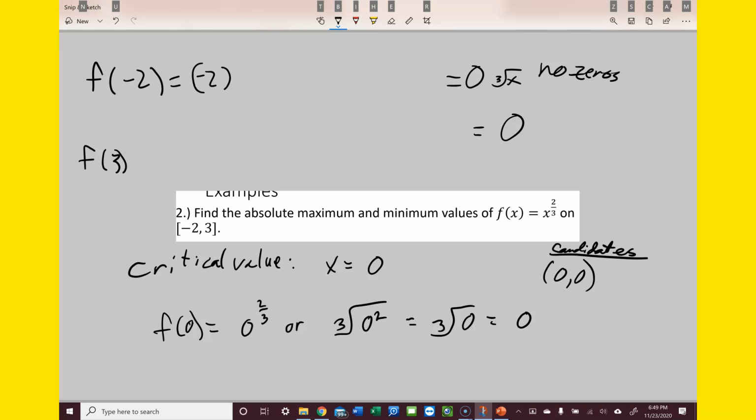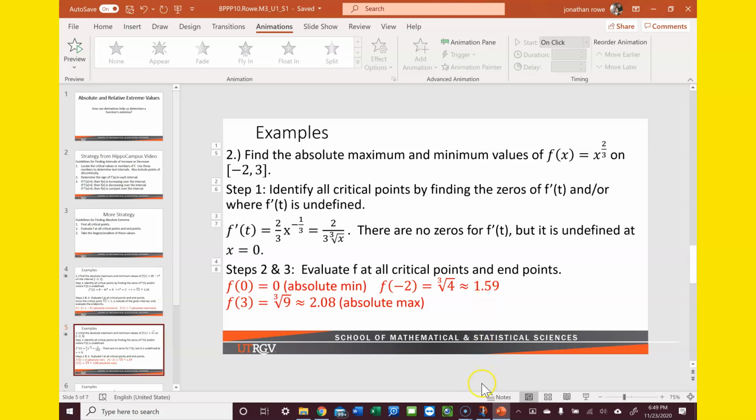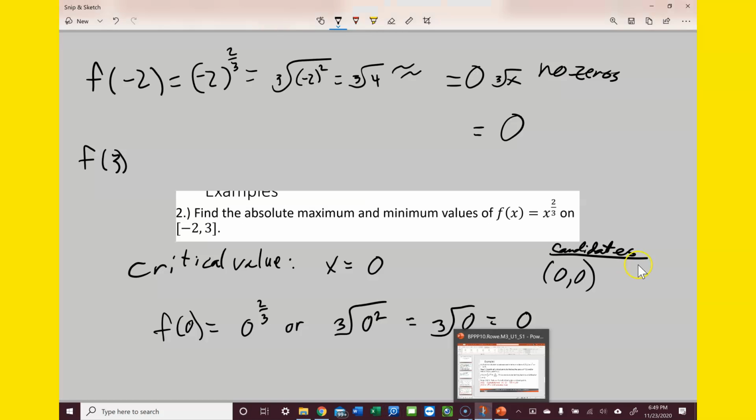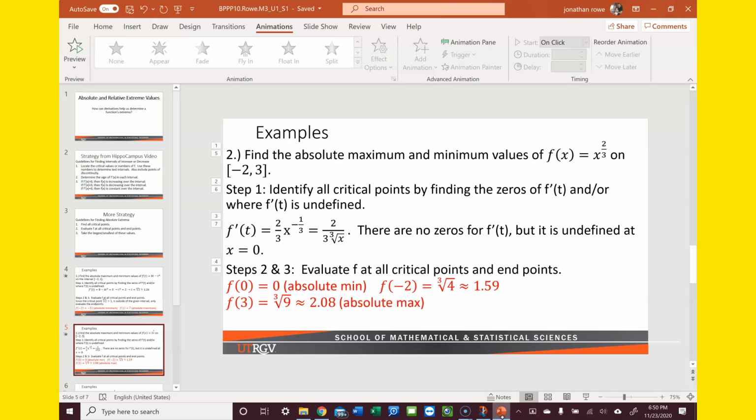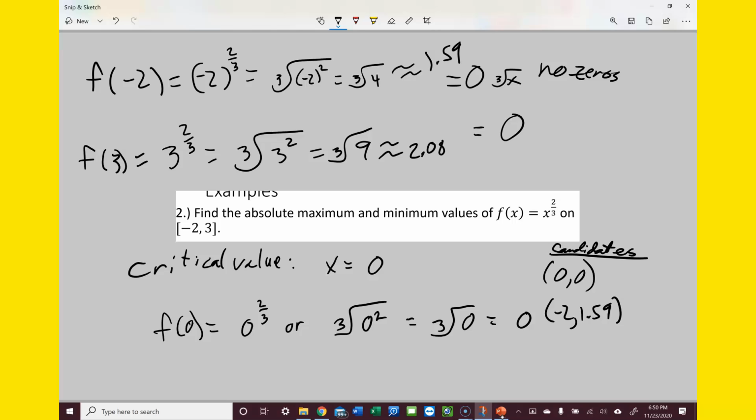So I've got negative 2 to the 2/3, which is the cube root of negative 2 squared, which is the cube root of positive 4. I'm just looking back at my presentation here to not have to use my calculator, which is about 1.59. So another candidate would be -2, 1.59. And then f of 3, that would be 3 to the 2/3, which would be the cube root of 3 squared, which is the cube root of 9, which is about 2.08. So my last candidate is 3, 2.08.